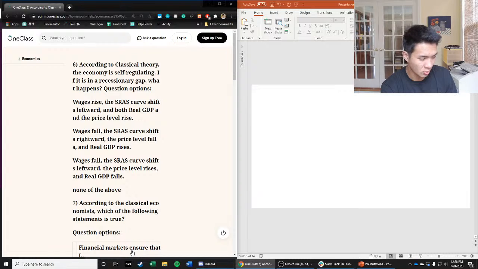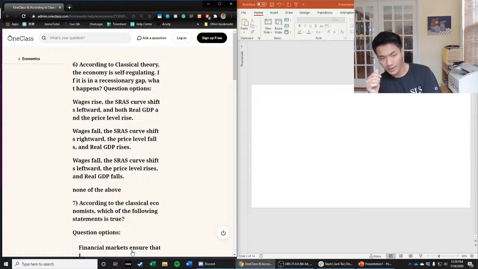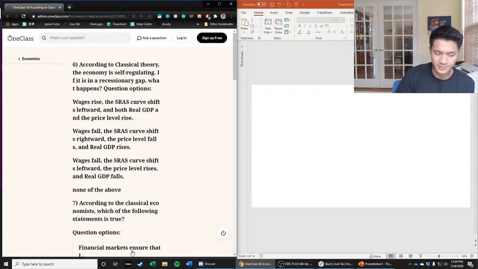The next question says, according to classical theory, the economy is self-regulating. If it's in a recessionary gap, what happens? The options are: A, wages rise, the short-run aggregate supply curve shifts leftward, and both real GDP and the price level rise. B, wages fall, the short-run aggregate supply curve shifts rightward, the price level falls, and real GDP rises. C, wages fall, the short-run aggregate supply curve shifts leftward, and the price level rises and real GDP falls. Or D, none of the above.